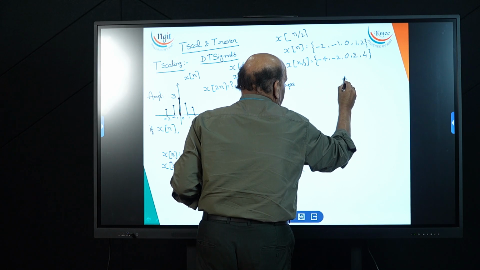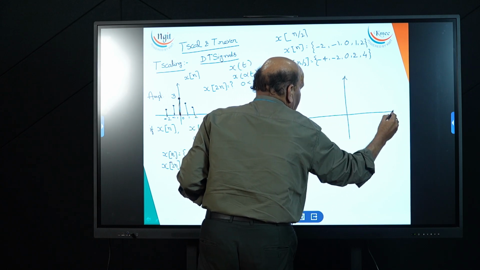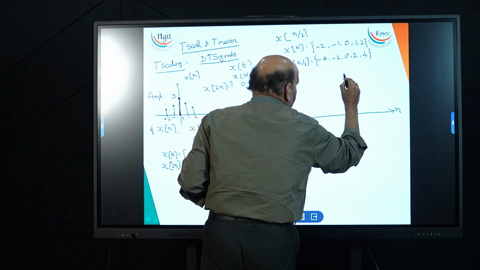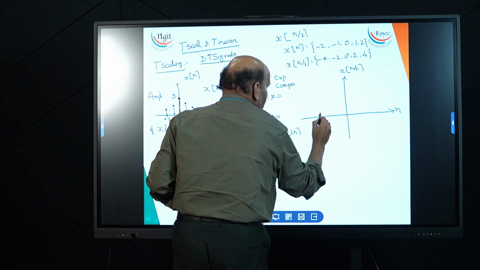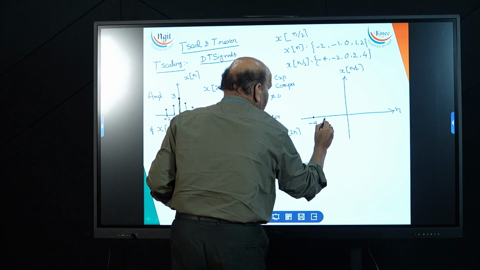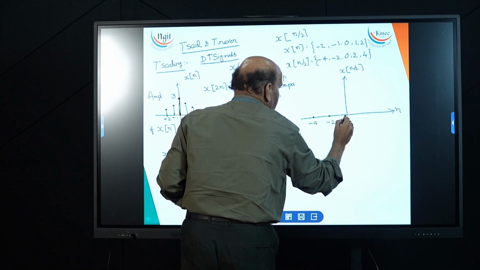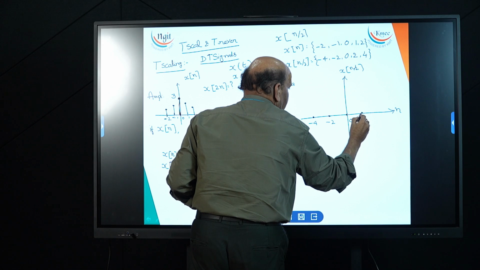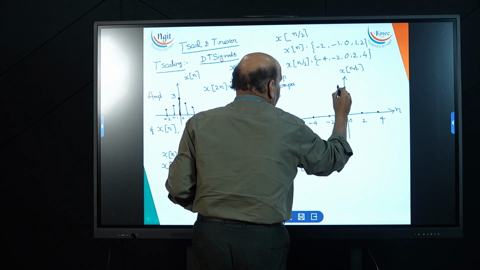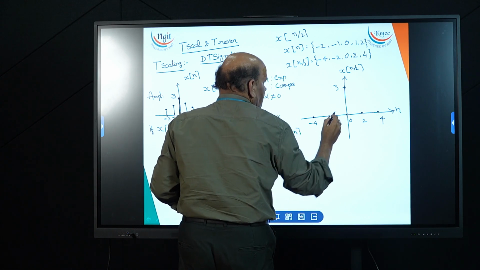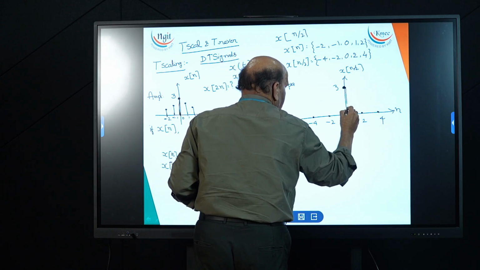So now the new sketch of the graph will be like this. N, this is x of n by 2. For example, this is minus 4, this is minus 2, this is 0, this is 2, this is 4. The amplitude is always the same, 3. So how to draw this one? Look at.